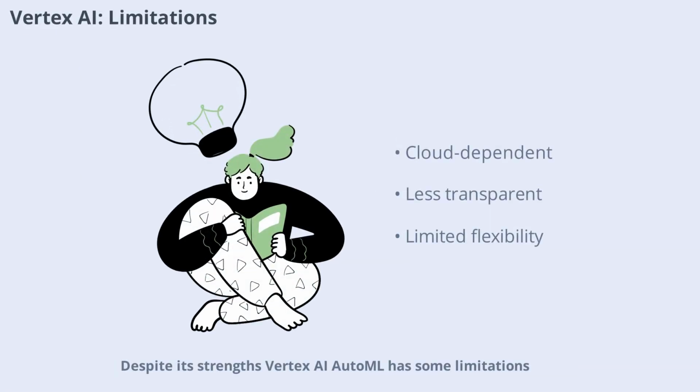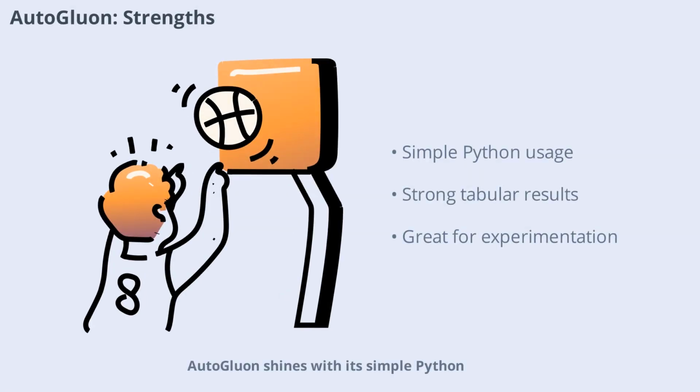Despite its strengths, Vertex AI AutoML has some limitations. It's cloud-dependent, which means you need an internet connection and may incur costs. For learners who want to inspect every modeling choice, it can feel less transparent. It's also less flexible than code-first tools, so if you want to experiment deeply or customize your workflow, you might find it limiting.